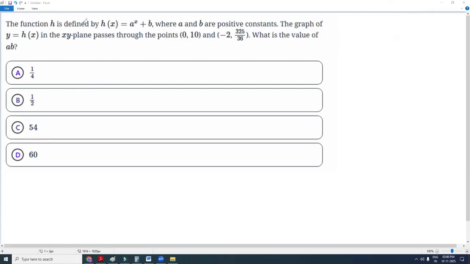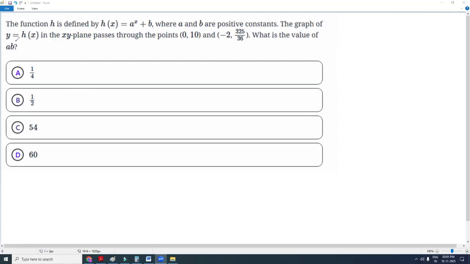The function h is defined by h of x equals a to the x power plus b, where a and b are positive constants. The graph of y equals h of x in the xy-plane passes through the points (0, 10) and (-2, 325/36). What is the value of ab?